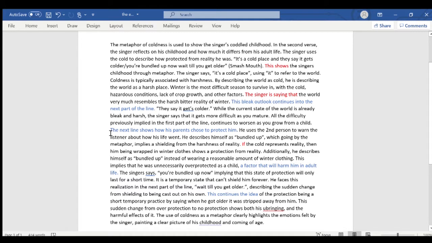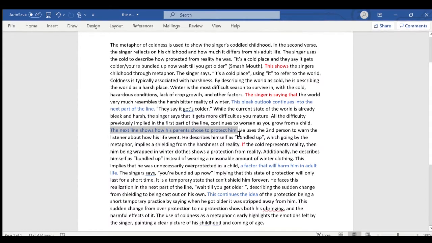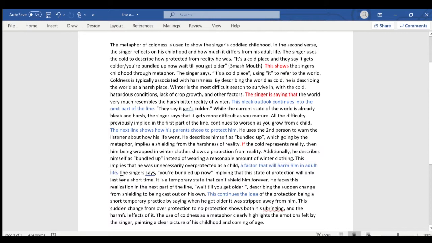Now I'm shifting away from the metaphor and what the metaphor means to showing how his childhood relates to that metaphor. So I talk about him being bundled up as a child, being protected, showing how the metaphor shows how he was protected from reality. And then I continue saying a factor that will harm him in adult life. So I'm saying this is harmful to him. So that continues into my next point, which he says you're bundled.